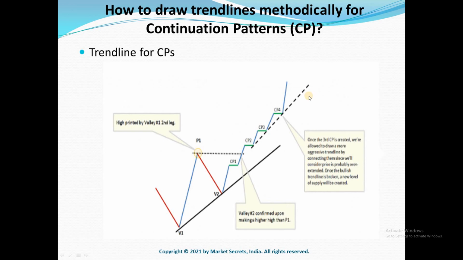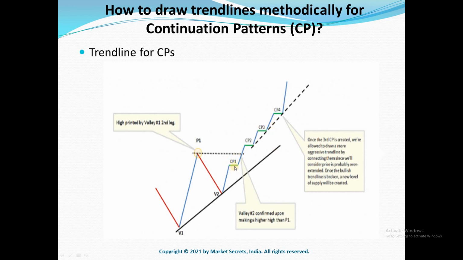We will only use the CPs to draw the more aggressive trend line when three or more consecutive CPs are created. So if you take this particular diagram, the valley V1 is formed here and valley V2 is formed here. When the price breaks V1 here, the second valley is generally confirmed and we will be able to draw this particular trend line. But once this trend line is formed, the price started making CPs one after the other.